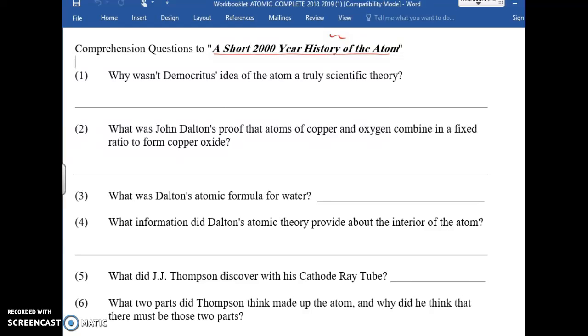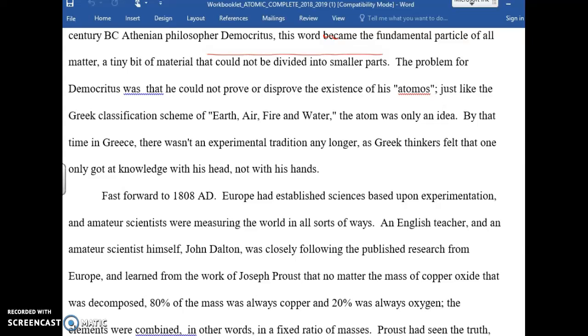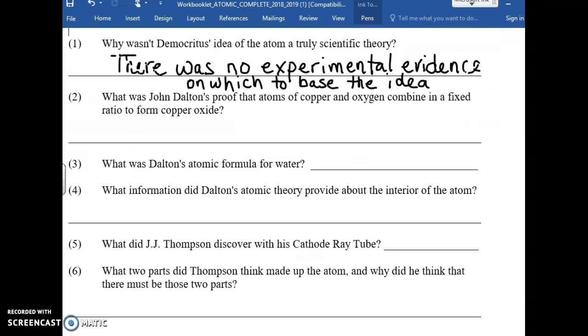Why wasn't Democritus's idea of the atom a truly scientific theory? Let's look at the text. Atomos, the idea that all matter was based upon particles that could not be cut anymore, was only an idea. There wasn't an experimental tradition any longer in Greece. Therefore, there was no evidence that this could be based upon. So therefore, it wasn't a scientific theory, merely a very good idea.